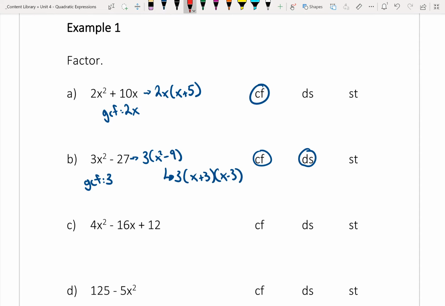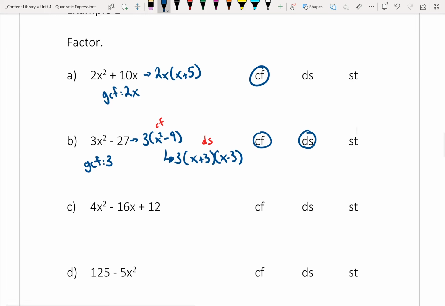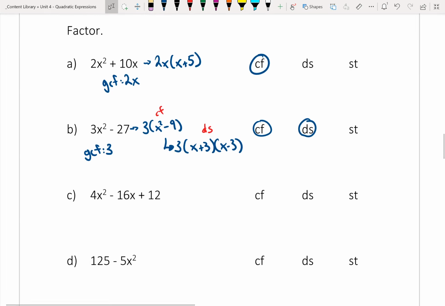So we had our common factoring, and then we had our difference of squares. Again, you can refer back to the top or the notes on how we factored those. C, again, simple trinomial, so there are three terms here. So there's a good bet that it's going to be that, but it doesn't look quite like what we've done before. So let's see what we can do.